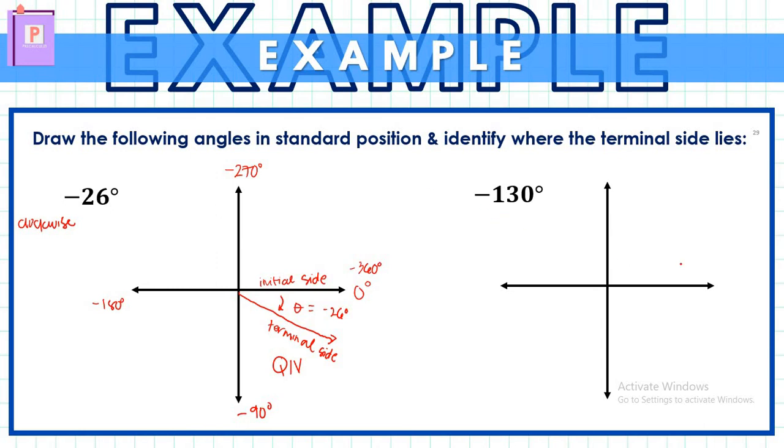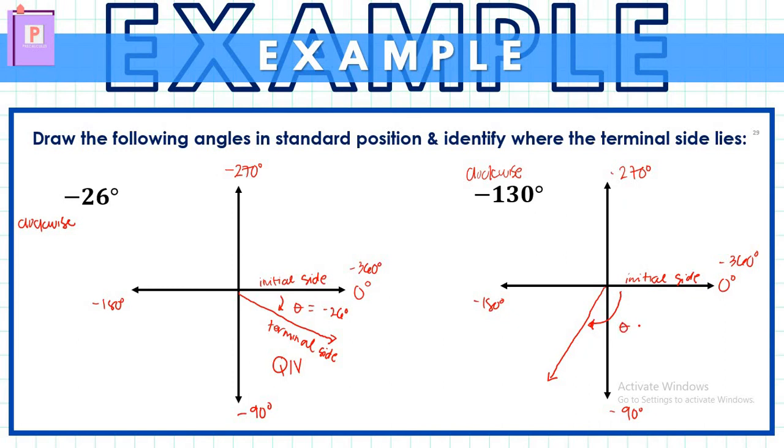What about negative 130 degrees? Again, let us highlight that the rotation that we are going to make here is clockwise. Then this is again 0 degrees, negative 90 degrees, negative 180, negative 270, and negative 360 degrees. So negative 130 degrees will be somewhere in between negative 90 and negative 180. Again, just a rough estimation of the angle since I don't have a protractor. So from the initial side, we are going to move clockwise until we construct an angle estimate of negative 130 degrees.